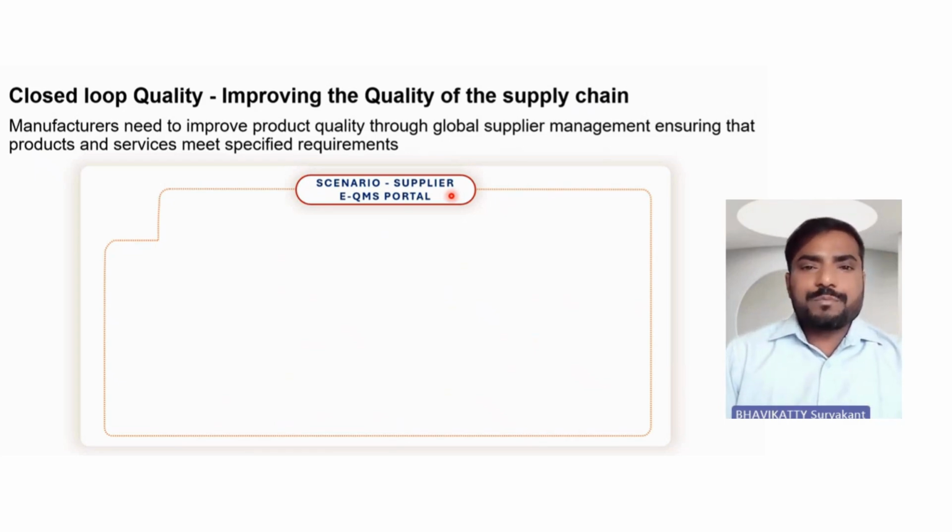In this video, I have selected the topic called closed loop quality: how closed loop quality will help different organizations improve their supplier management process. This supplier management process comprises different sub-processes like supplier initial assessment, supplier receiving inspections, supplier corrective actions, change management, supplier audits, and many more.